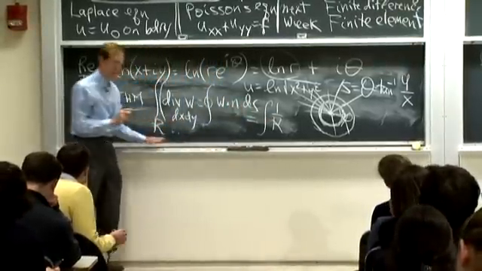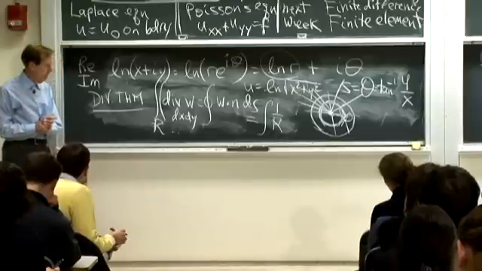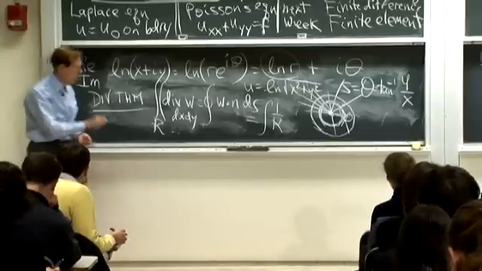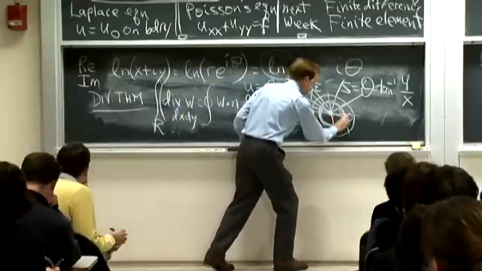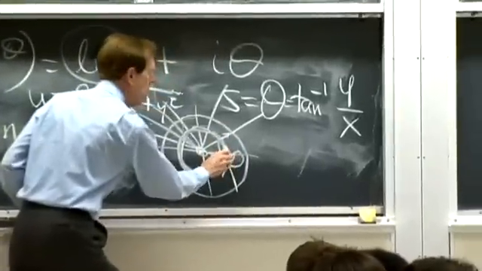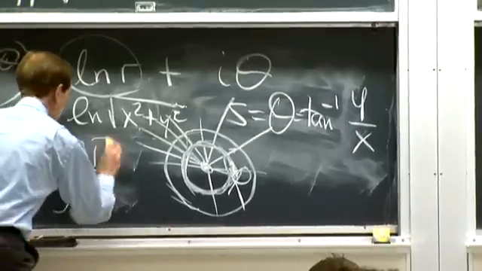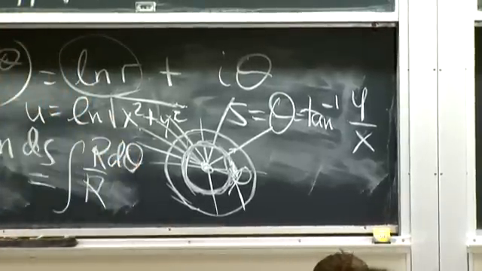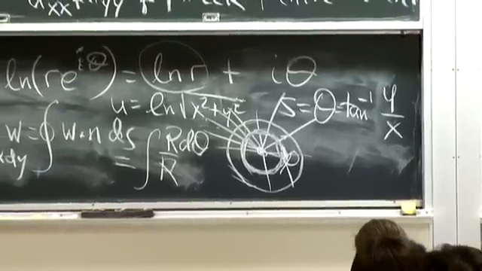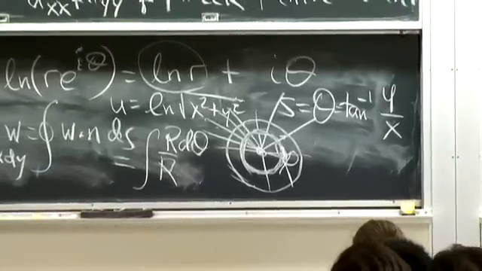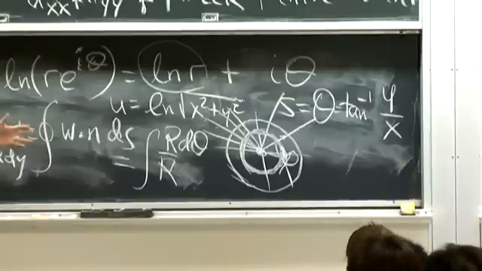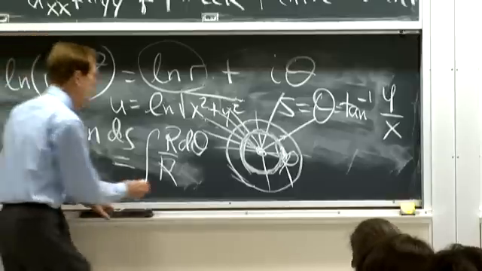Now, what is ds? For integrating around a circle, what's a little tiny piece of arc on a circle of radius r? R d theta. Good man. R d theta. Now that's an integral I can do, right? And what do I get? 2 pi. R cancels r. I'm integrating d theta around from 0 to 2 pi. The answer is 2 pi.